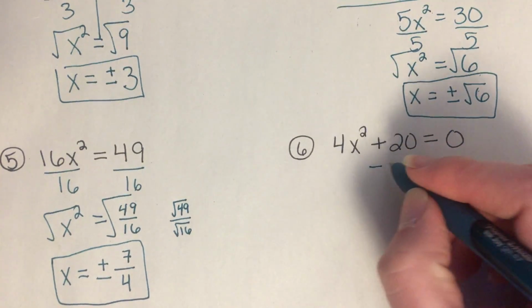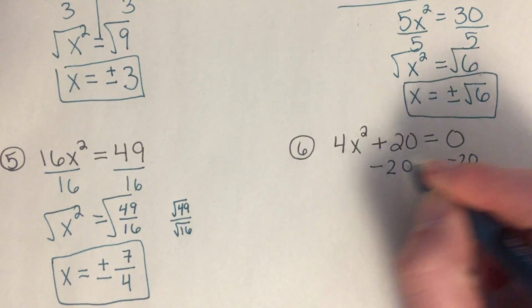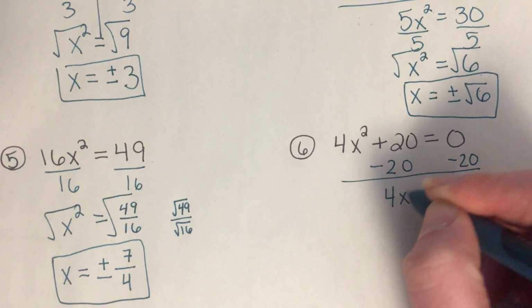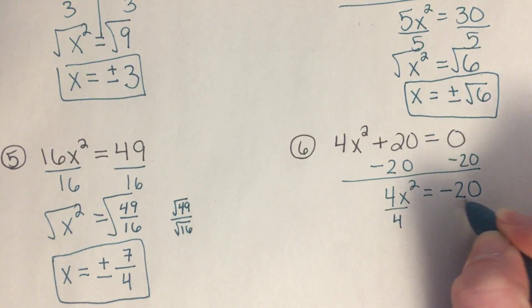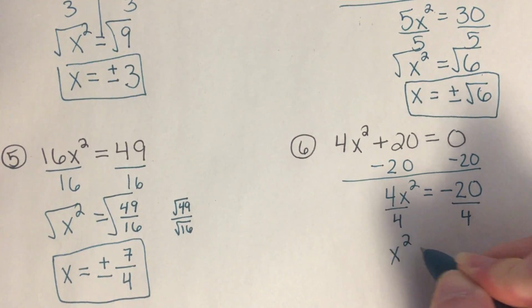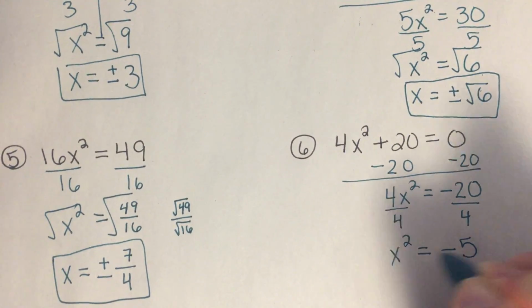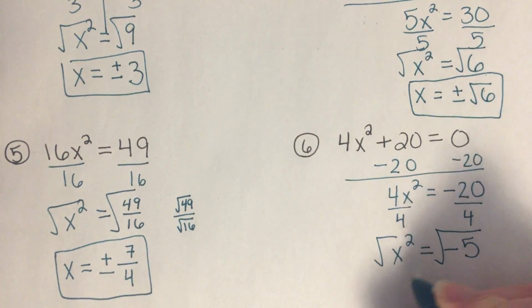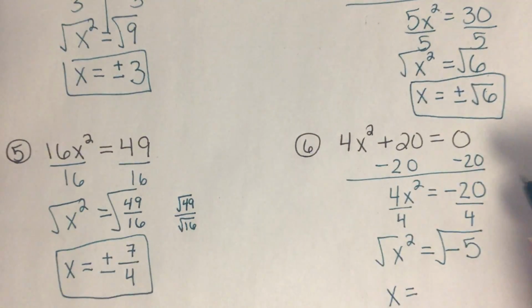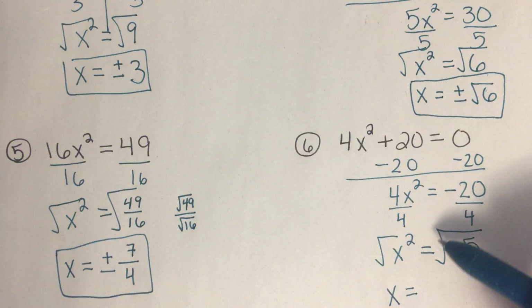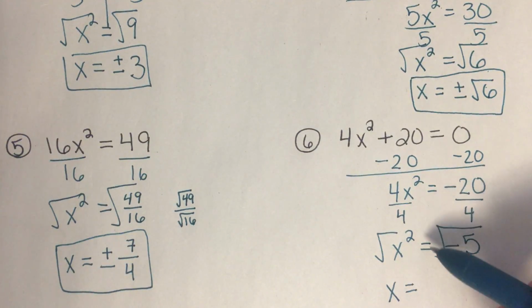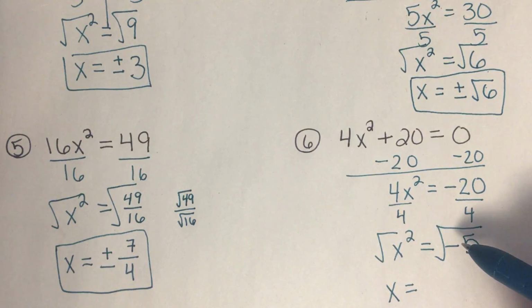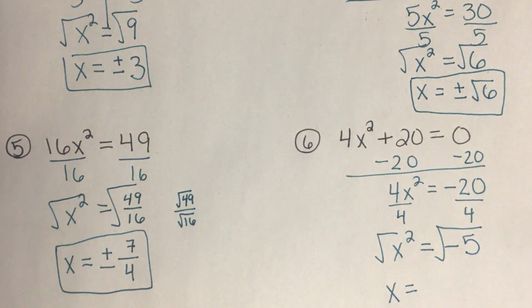And our last question, if we subtract 20 from both sides, we wind up with 4x squared equals negative 20, and divide by 4, we wind up with x squared equals negative 5. Take the square root. Well, hey, wait a minute. The square root of negative 5 is actually an imaginary number. We do not allow the square root of negative numbers in the real number system.